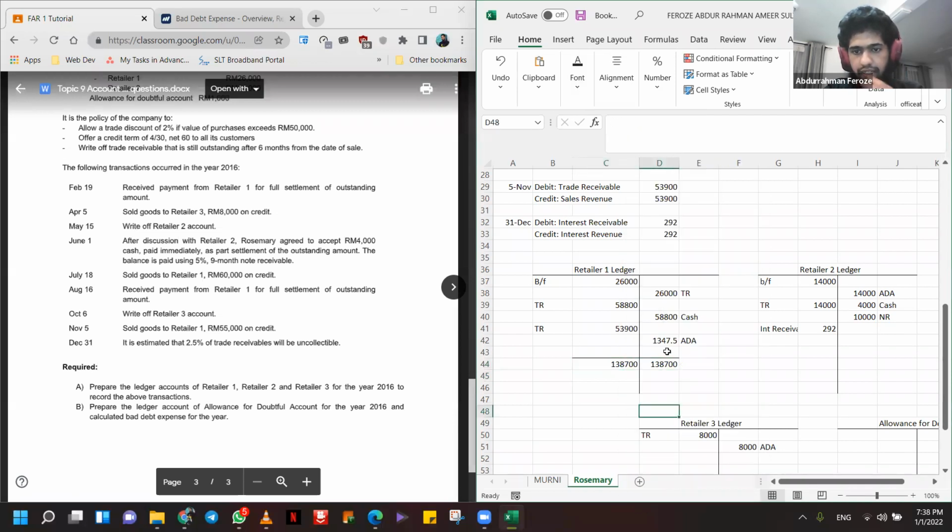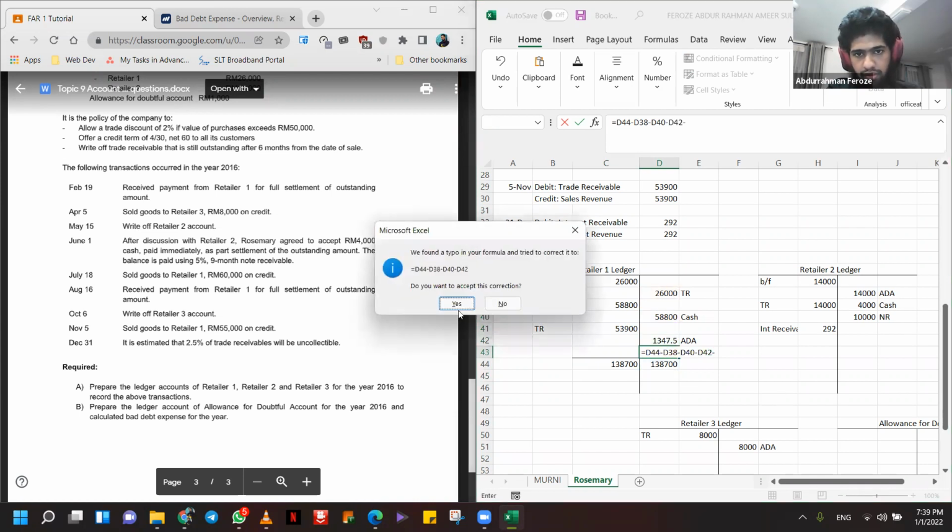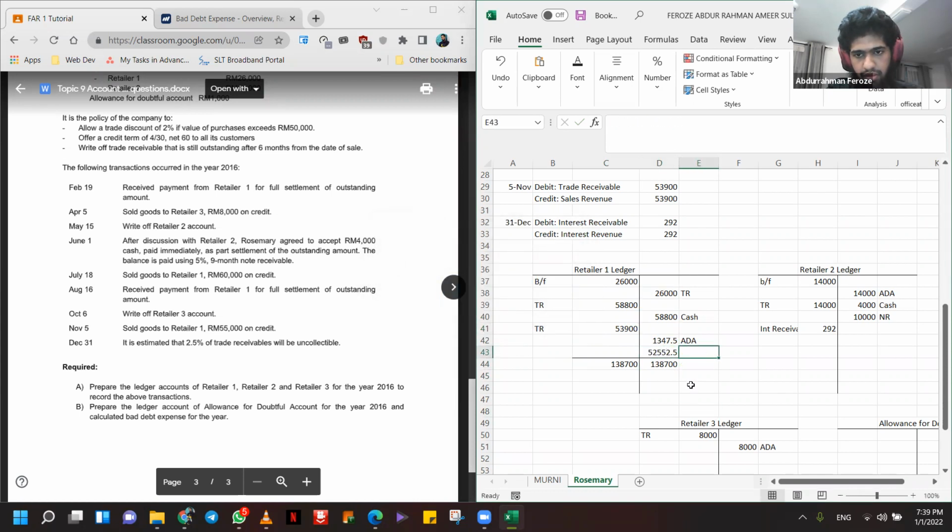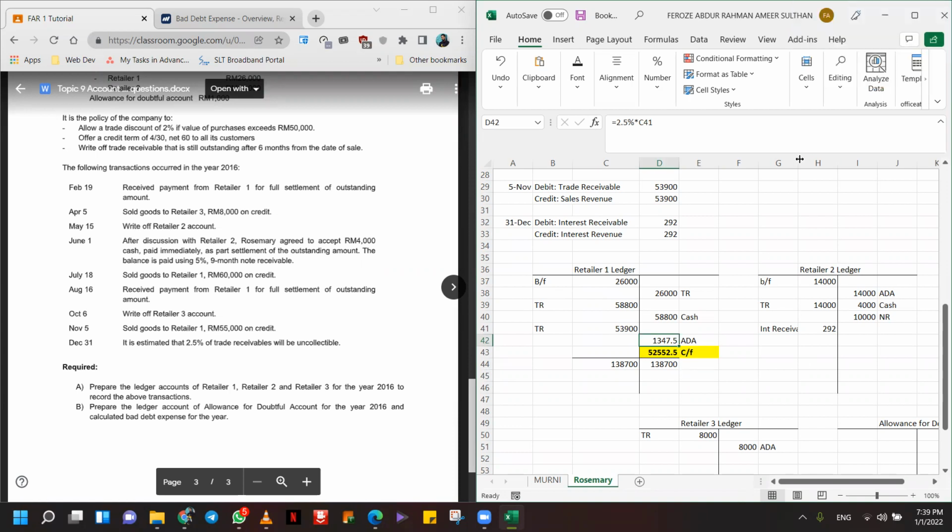All right, and this would be this amount minus carried forward. Was that clear as to how the retailer 1 ledger was done? Was that clear? Okay. All right. So that's how the retailer 1 credit was done.